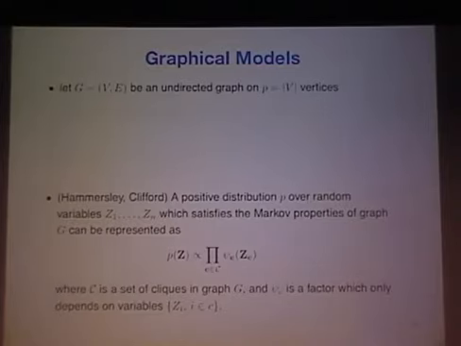So imagine we have some graph on a set of nodes. We're considering undirected graphical models where the joint distribution of the random variables indexed by the nodes in a graph is given by the Hammersley-Clifford theorem as a product over potential functions, one potential function for each clique in the graph.